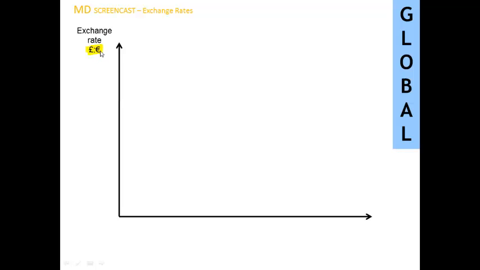Throughout this screencast, I will use the UK pound euro exchange rate. This shows the price of UK pounds in terms of euros. It indicates how many euros would be required to buy each pound, therefore the price of pounds in euros.